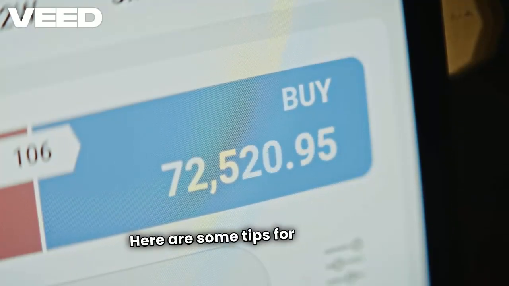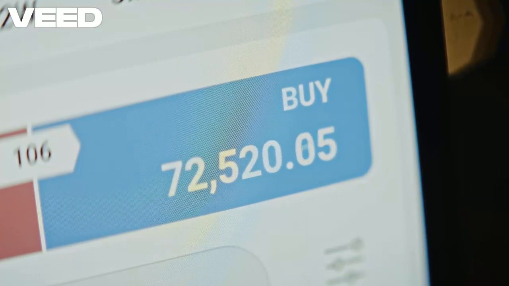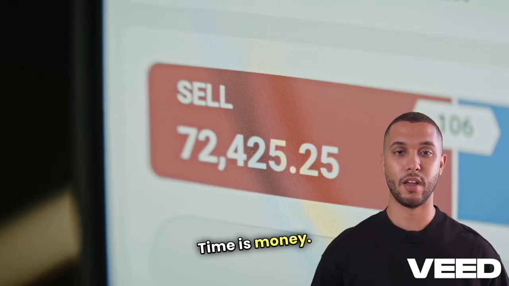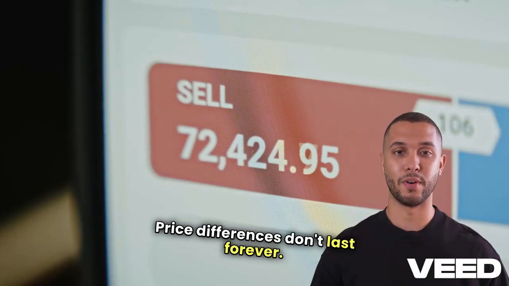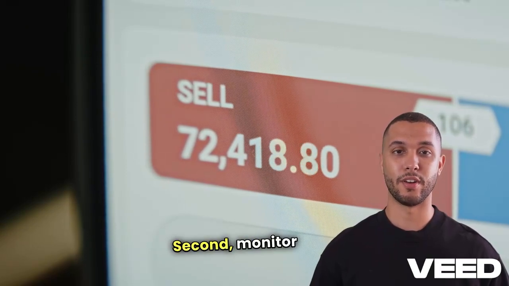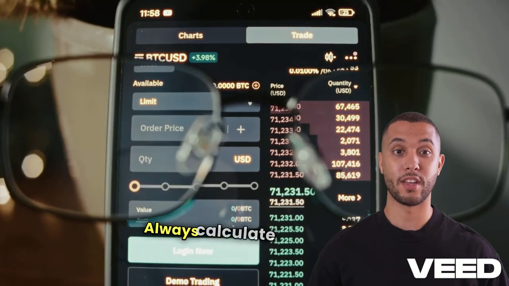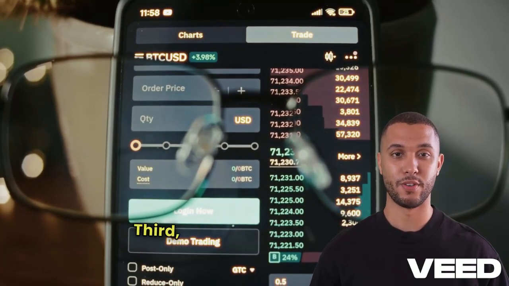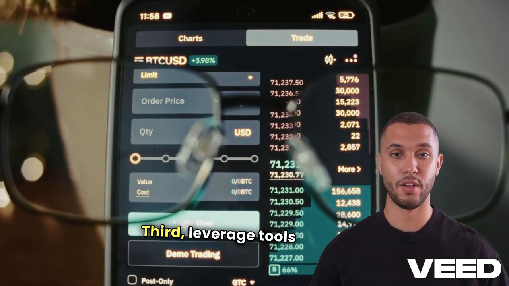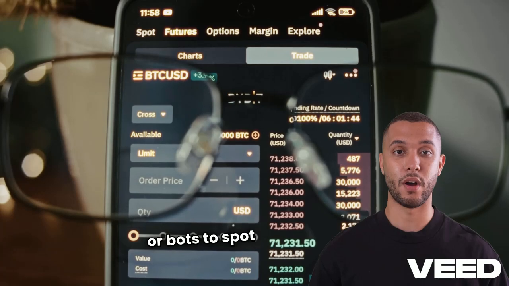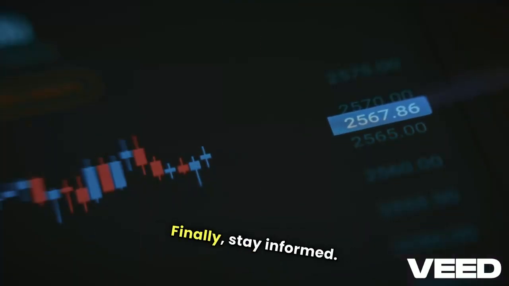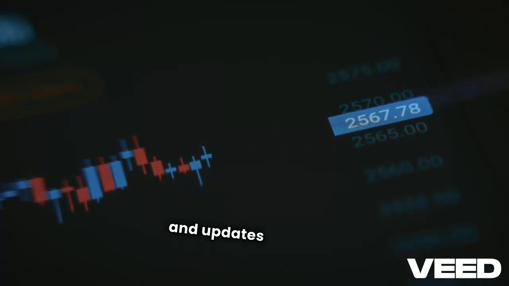Here are some tips for successful arbitrage trading. First, use fast transfers. Time is money. Price differences don't last forever. Second, monitor fees. Always calculate trading and transfer fees to ensure profitability. Third, leverage tools. Use price trackers or bots to spot opportunities quickly. Finally, stay informed. Keep an eye on market trends and updates from both platforms.